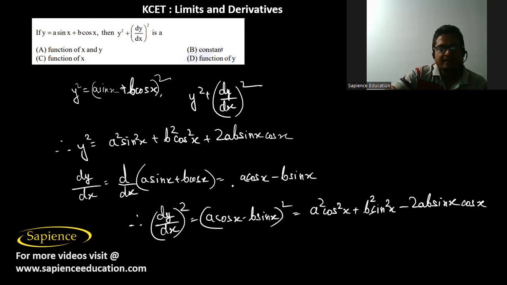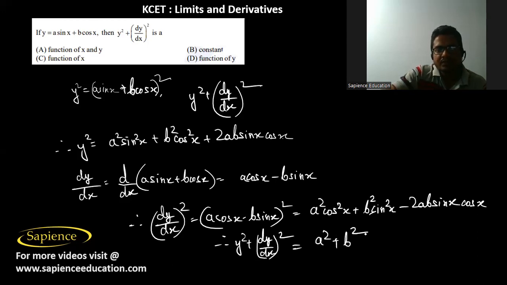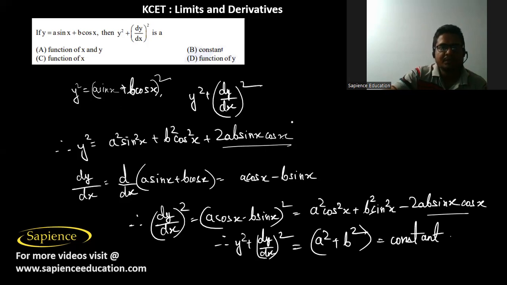So now if we add these two equations, y square plus (dy by dx) whole square, then we will get a square plus b square, since cos square x plus sin square x is 1, and these two will cancel out. 2ab sin x cos x will get cancelled. So it is a square plus b square, which is obviously a constant. So option B is the correct answer.